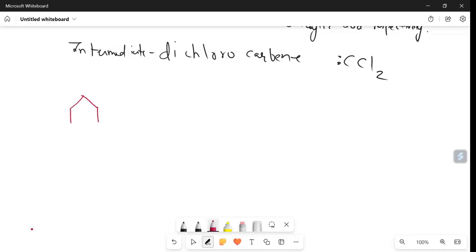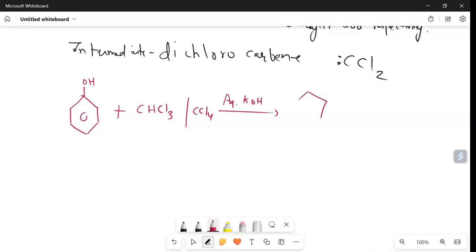First make a phenol. This is phenol. It is treated with, as I told you, chloroform, CHCl3, or you can directly use CCl4. Both will give the same reaction. Chloroform CHCl3 in the presence of aqueous KOH alkali medium will give the intermediate OH with CHCl2 on the ring, and it further reacts with KOH.